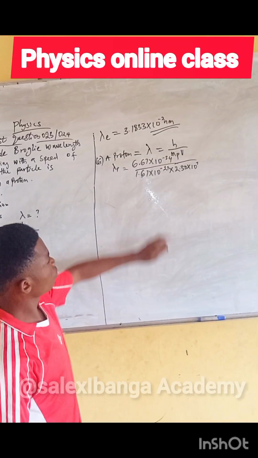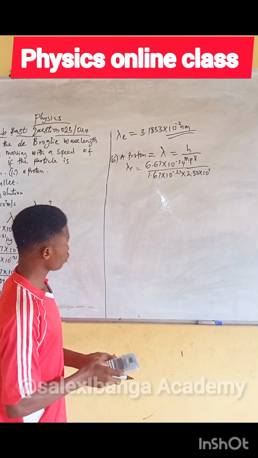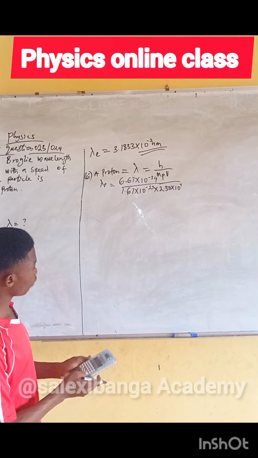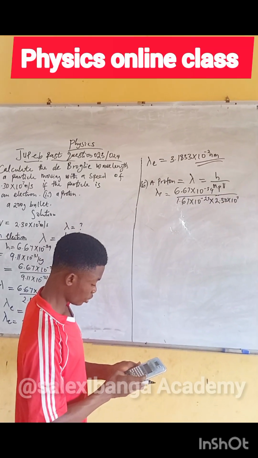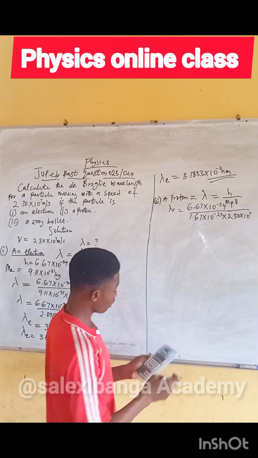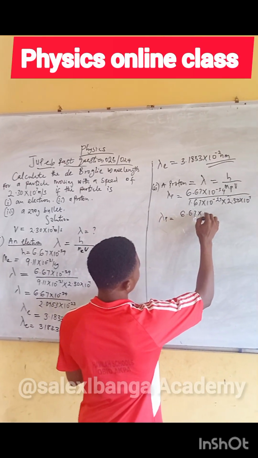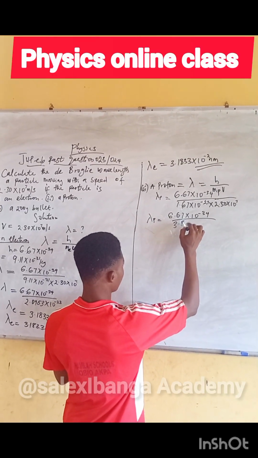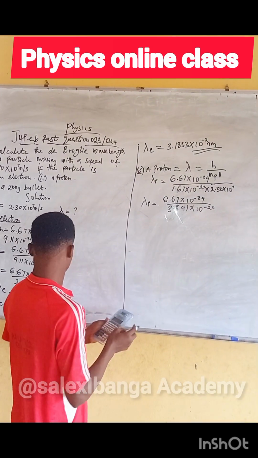So what I'm going to do is multiply and divide separately in my final solution. Let's take the denominator first: 1.67 times 10 raised to the power minus 27 times 2.30 times 10 raised to the power 7. So our denominator is 3.841 times 10 raised to the power minus 20. So lambda proton is 6.67 times 10 raised to the power minus 84 divided by 3.841 times 10 raised to the power minus 20.